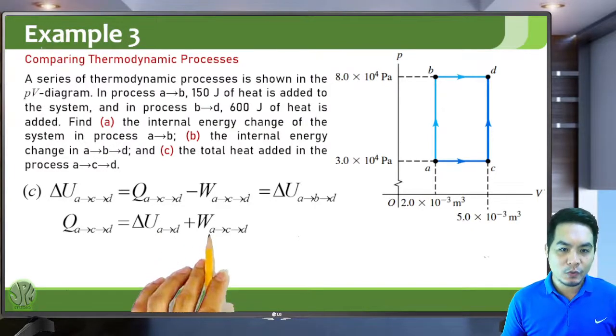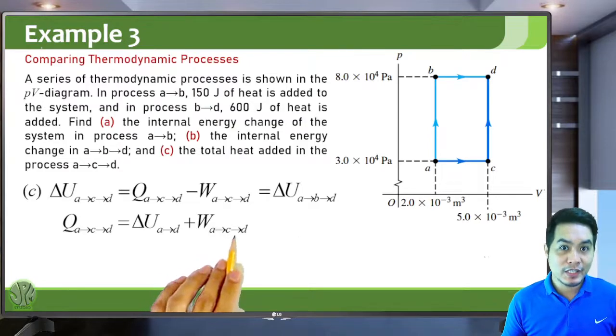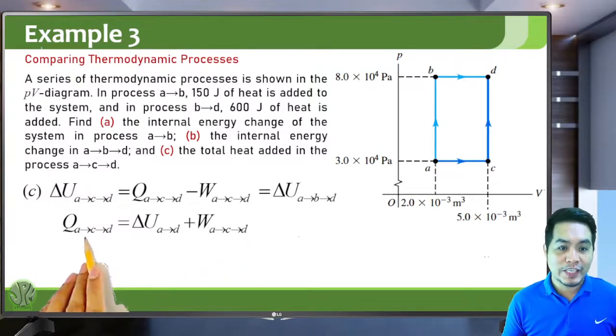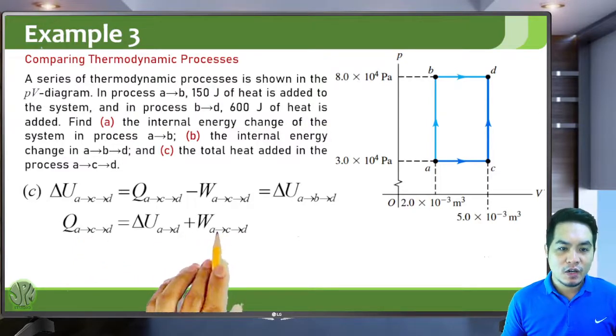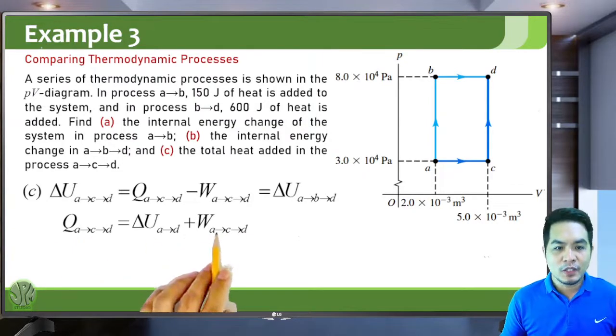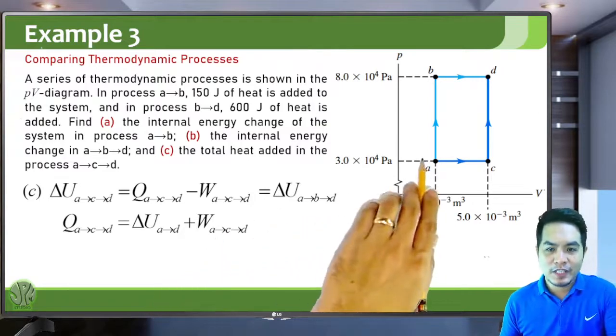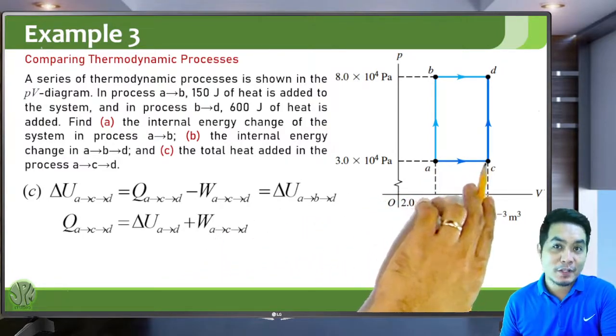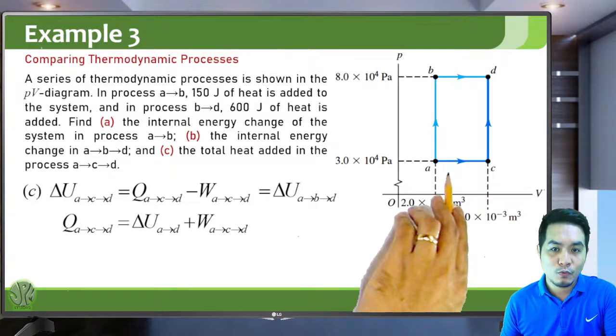So all we need now to solve is the work from A to C to D in order to solve the heat. This is the unknown in the problem in letter C. So if we can solve this, we can solve this problem. Now, the work from A to C to D, so this is from A to C. A to C is an isobaric process, so you can solve for the work here.